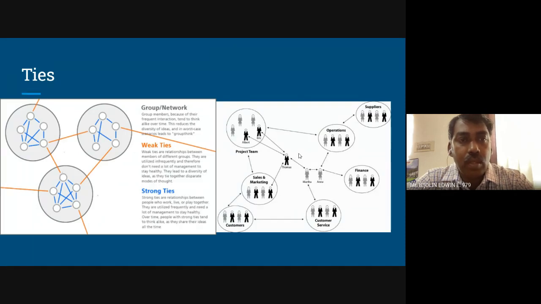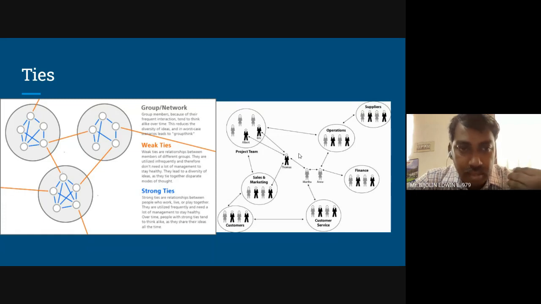As I told, strong ties, weak ties, group or network. Weak ties are relationships between members of different groups, but they are utilized infrequently. When they need them, we can use them or communicate with them; if not required, no need. That is weak ties.